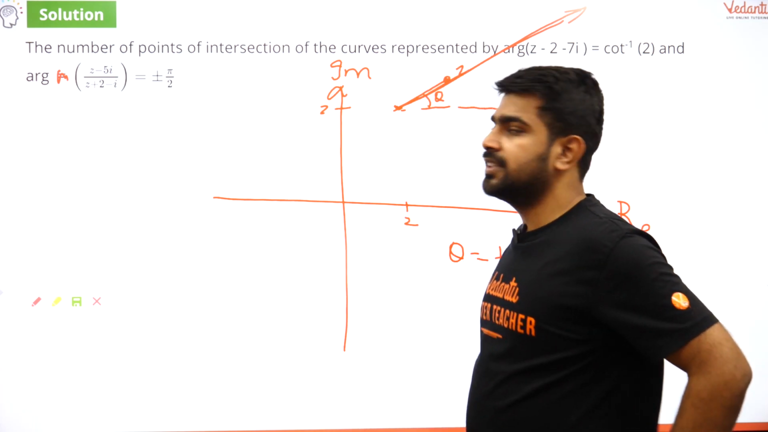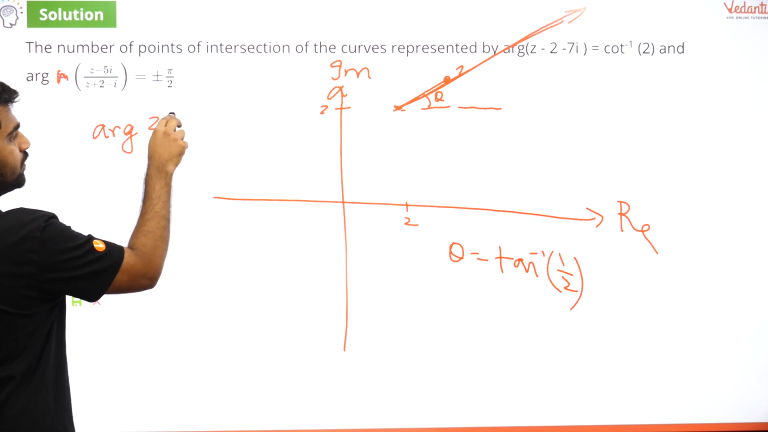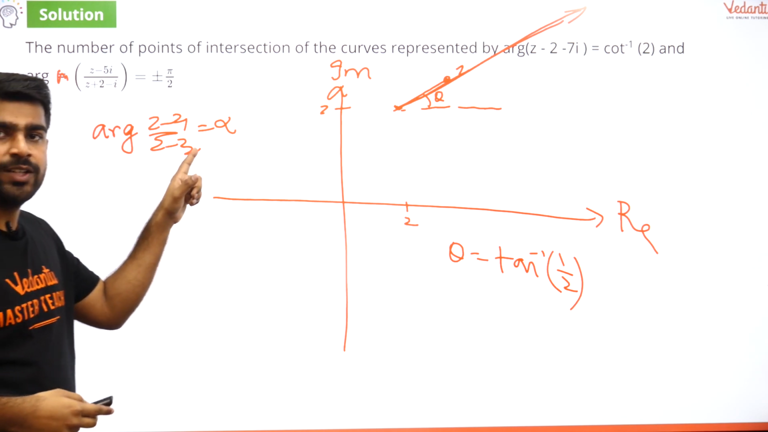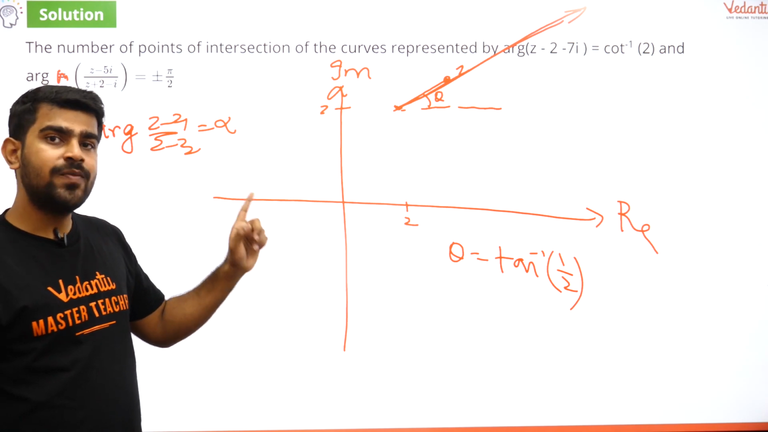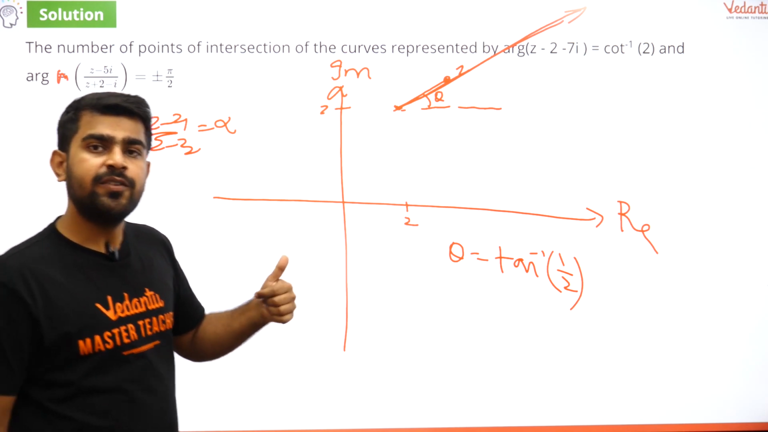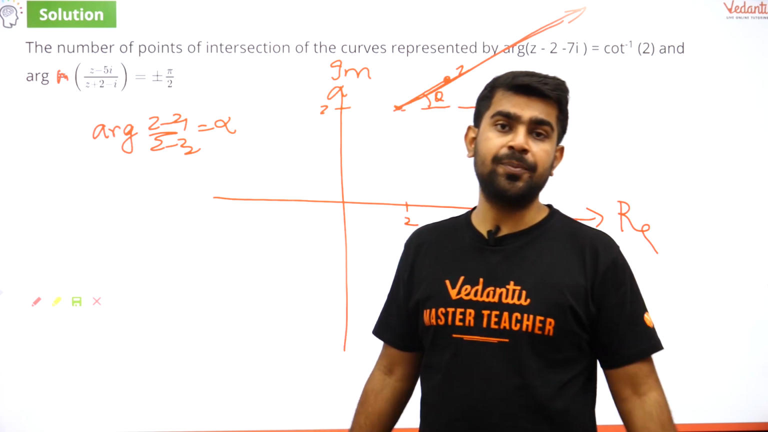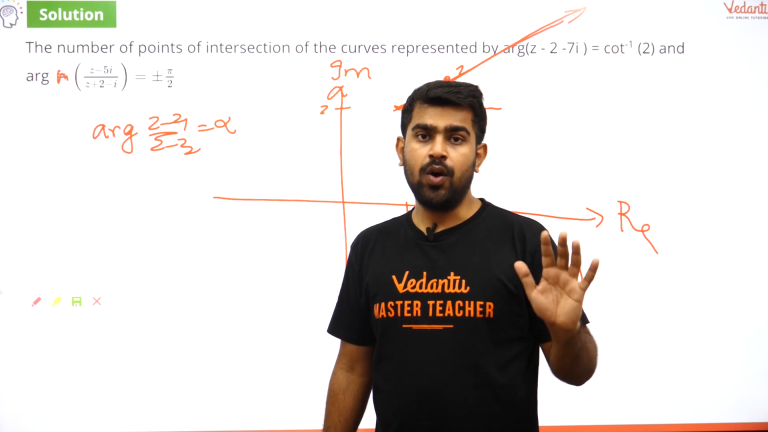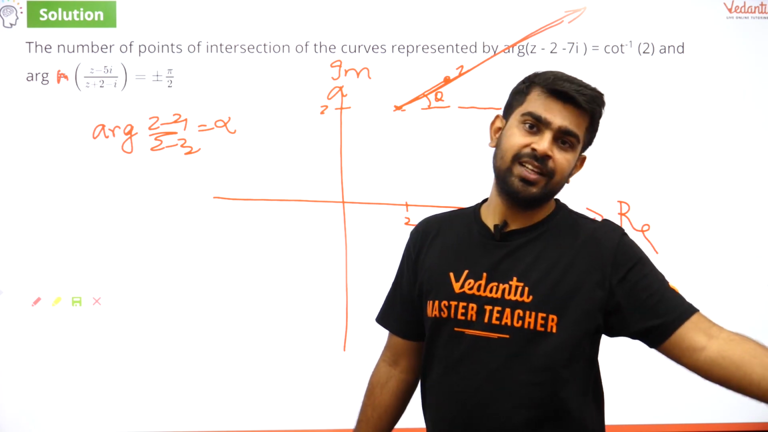So whenever you have a question like this, let me write it down for you. Whenever you have argument of z minus z1 by z minus z2 equal to alpha, then it always represents a part of a circle depending on what value alpha takes. If alpha is acute, it will represent major segment. If alpha is obtuse, it will represent a minor segment of the circle. Is that clear? I hope all of you are getting that point. Now, acute, major segment, obtuse, minor segment.